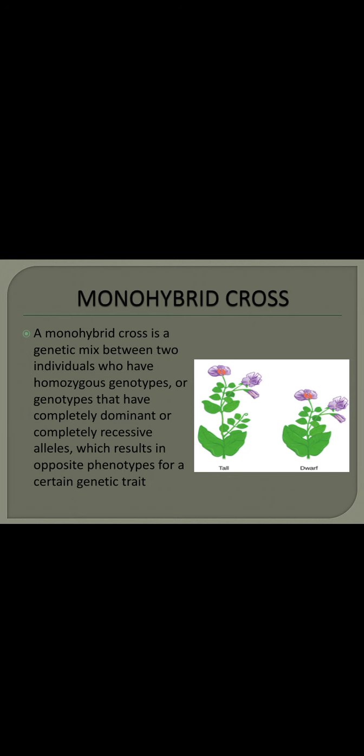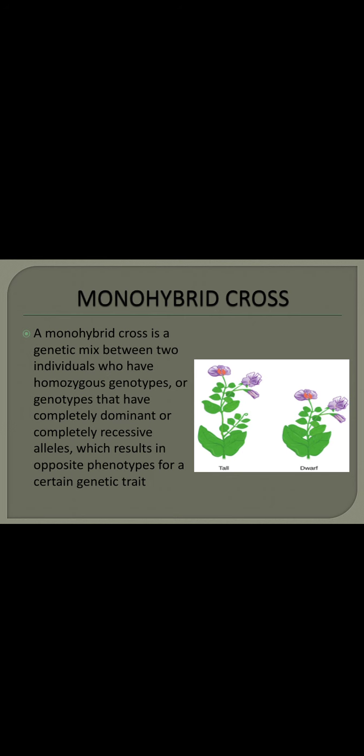So a monohybrid cross is a genetic mix between two individuals, that means two genes getting mixed up. Between two individuals who have homozygous genotypes, that is the same gene, either completely dominant or completely recessive, which results in opposite phenotypes for a certain genetic trait. So this is the definition of a monohybrid cross.